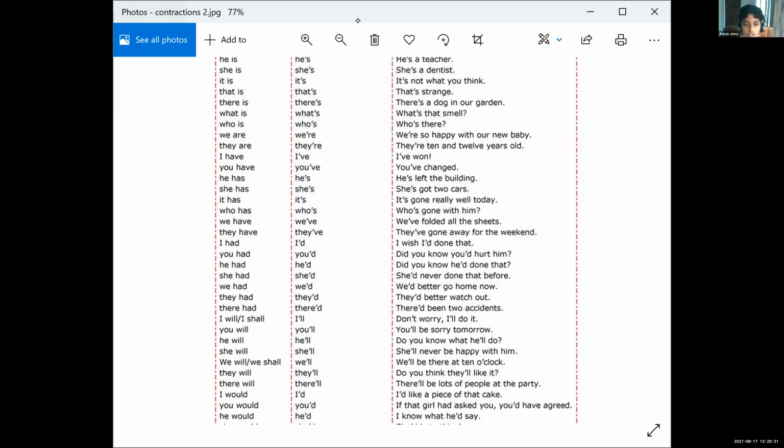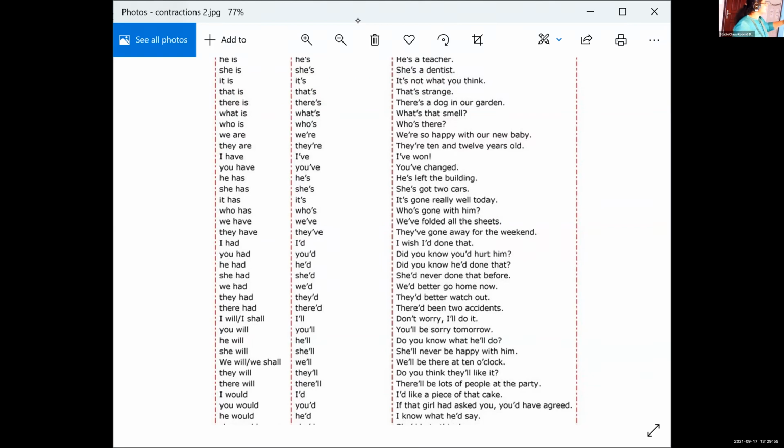You've changed. He's left the building. See, you've changed. See how fast you can say that sentence. You've instead of you have changed. Right. And he has left the building can be said as he's left the building. Okay, good.